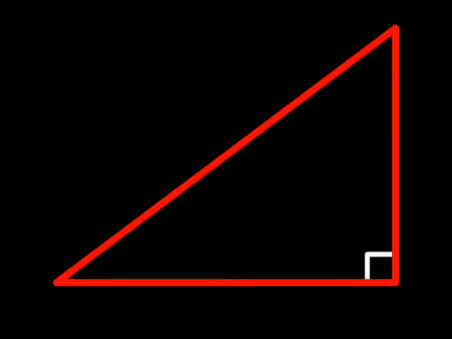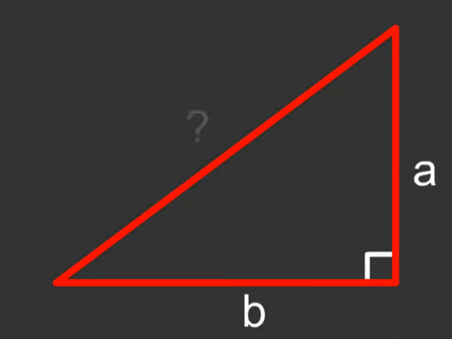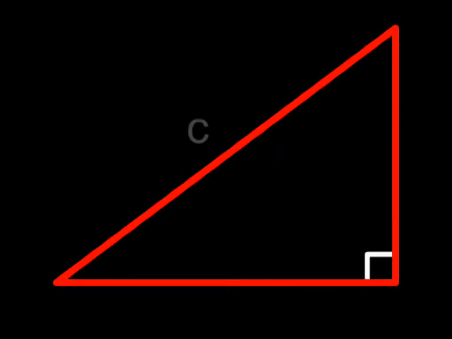What if instead of knowing the length of two legs and wanting to determine the length of the hypotenuse, you know the length of the hypotenuse and one leg and want to know the length of the other leg? In our example, we want to figure out the length of side a.